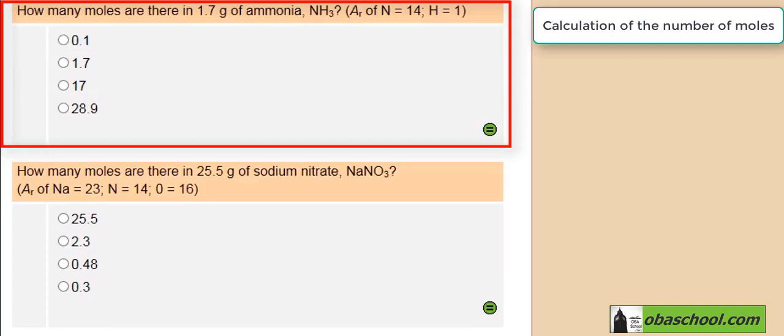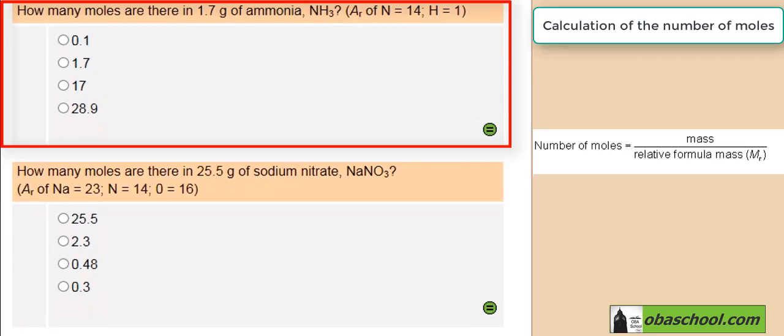One of the golden but simple rules in chemistry is that the number of moles is equal to mass over the relative formula mass. So the number of moles in ammonia is the mass of ammonia, and that is given, that is 1.7 gram, over the relative formula mass of the compound. We've got the numerator, 1.7 gram, but we still have to find the denominator, the relative formula mass of ammonia.